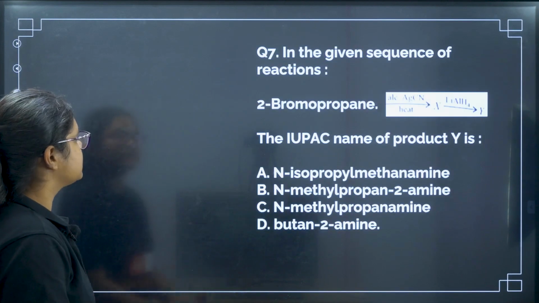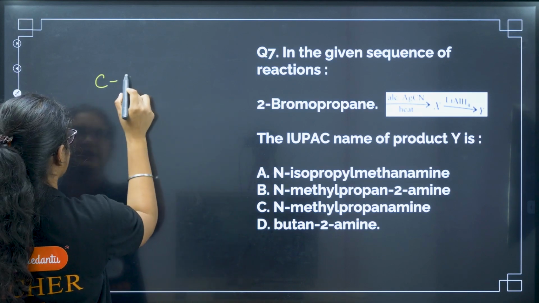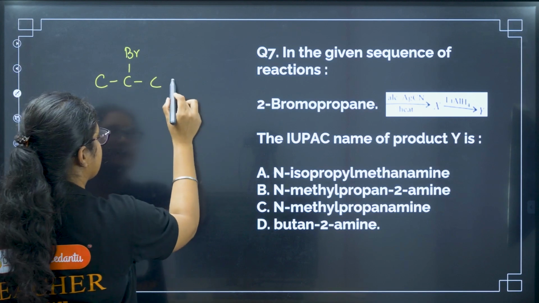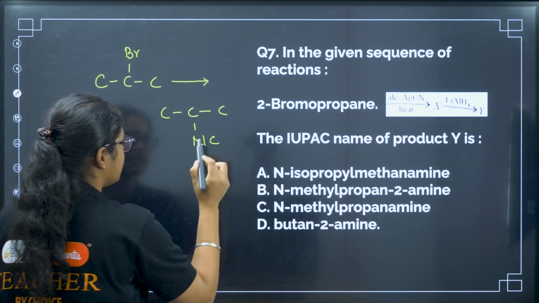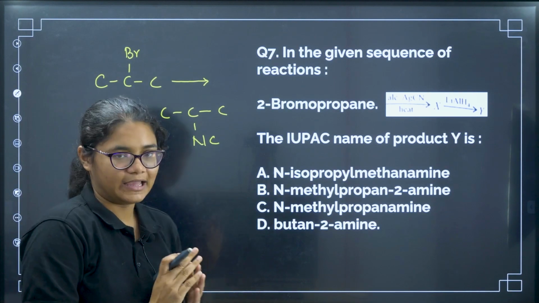Now let us see the next question. In the given sequence of reactions, we have 2-bromopropane, and we are treating it with AgCN. So we will get NC here. If KCN is there, then it will be CN addition. If AgCN is there, then it will add NC.